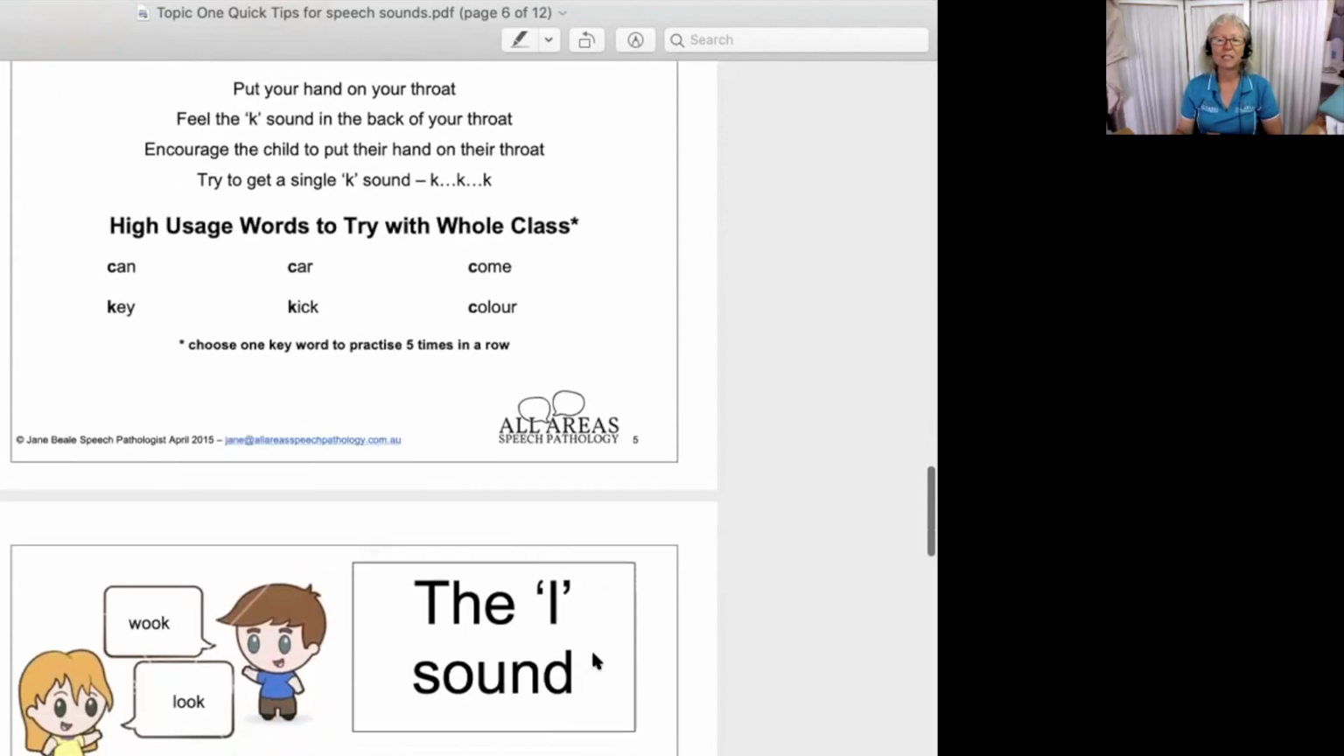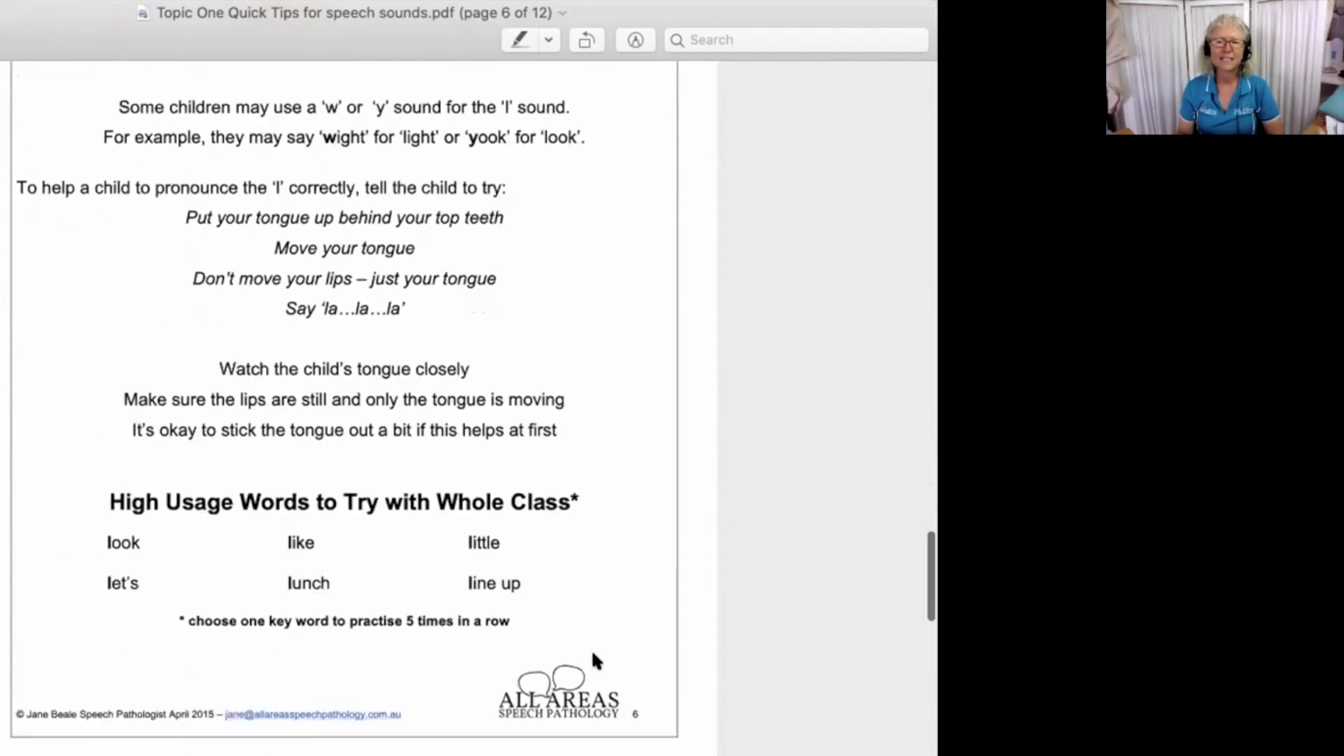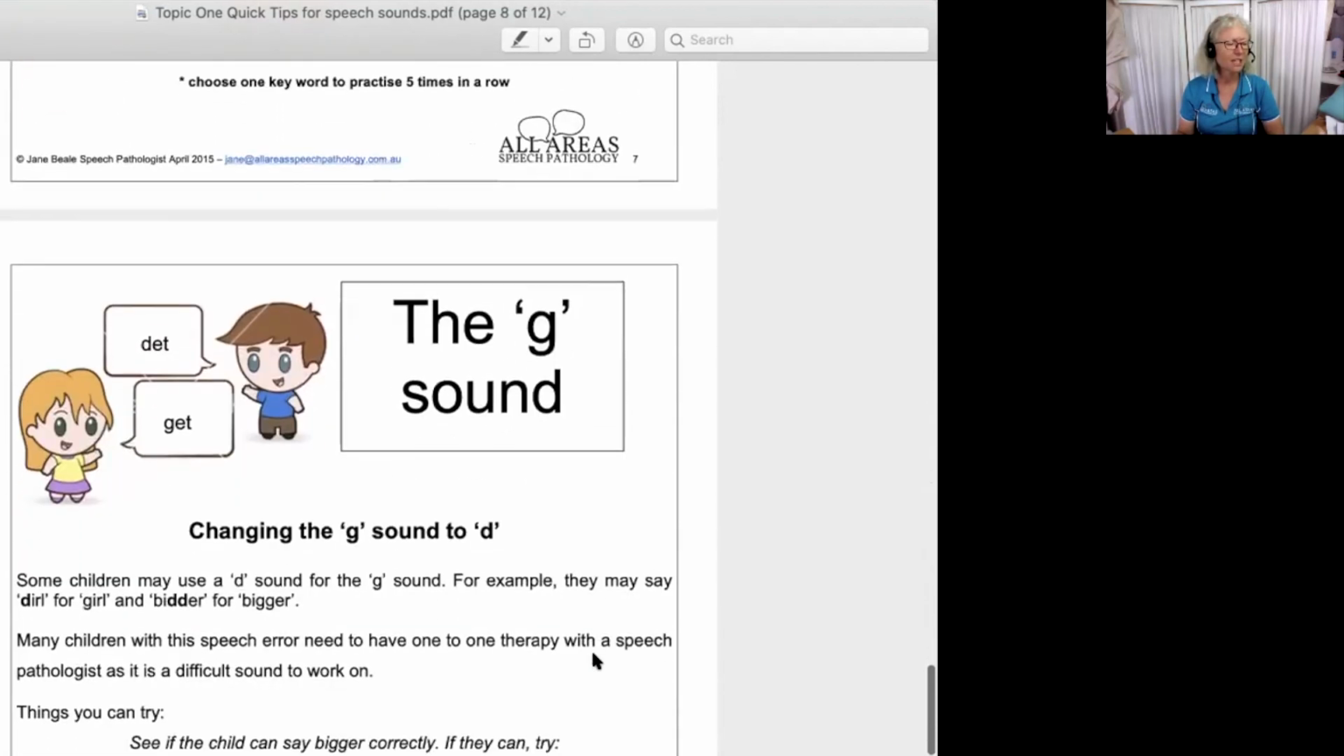So this is something you could now have a look through. You can print it off if you want, and you can just be thinking about the sorts of things you might do when you're helping a child, and see if you're now thinking of some different ideas.